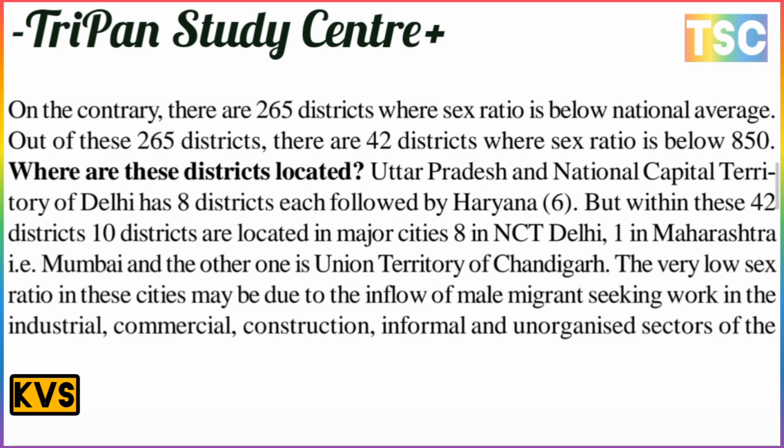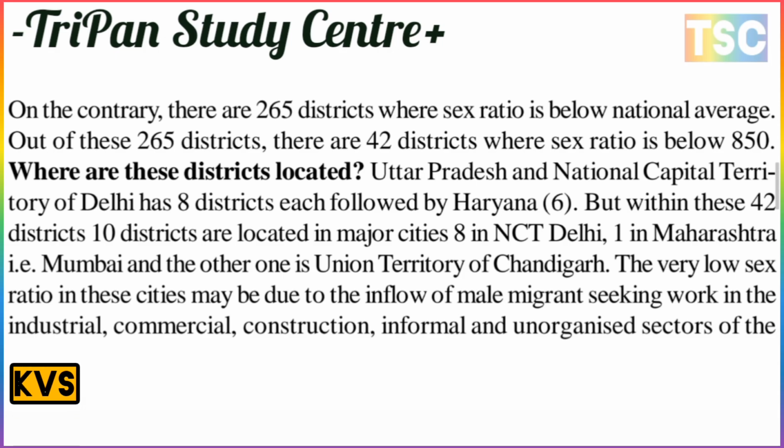On the contrary, there are 265 districts where the sex ratio is below the national average. Out of these 265 districts, there are 42 districts where the sex ratio is below 850. That is the most important point here. And where are these districts located?